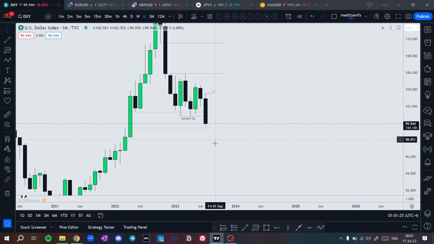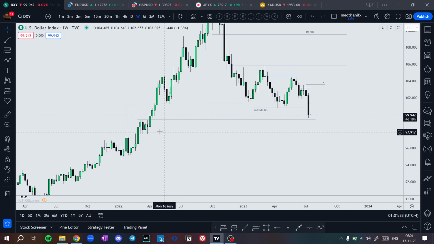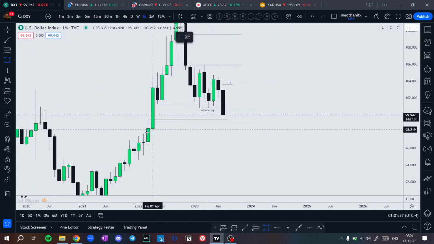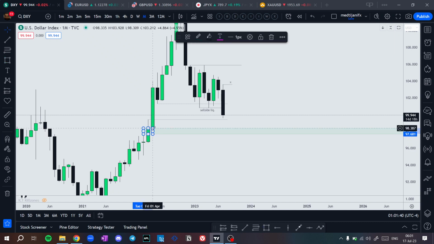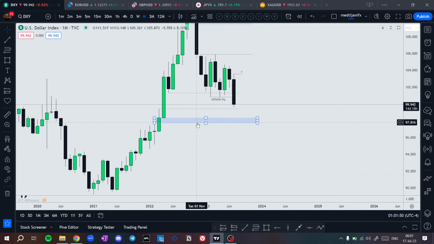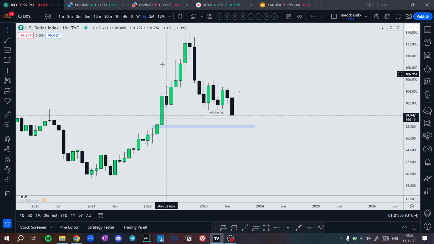The higher probability is to expect price to drop lower here to this fair value gap, to the next one, right? On the weekly time frame, we see, let me show you the fair value gap. So this is the monthly fair value gap that price could reach to.